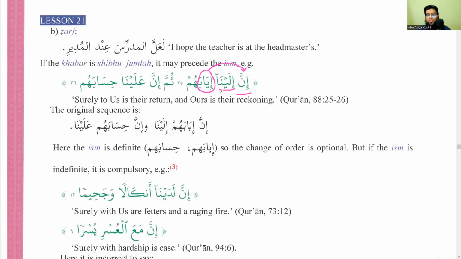Because shibh jumla, what is shibh jumla? Shibh jumla is jar majrur, and zarf, right? And they are like neighbors, not neighbors, sorry, they're like family members. They can go anywhere in the sentence, right? Fi, ila, min, all those ba, ka, lam, all those can go anywhere. And inda, ilaina, you can bring them first to show the meaning. Inna ilaina iyabahum. Thumma inna alayna hisabahum. Yes, it creates power and emphasis.